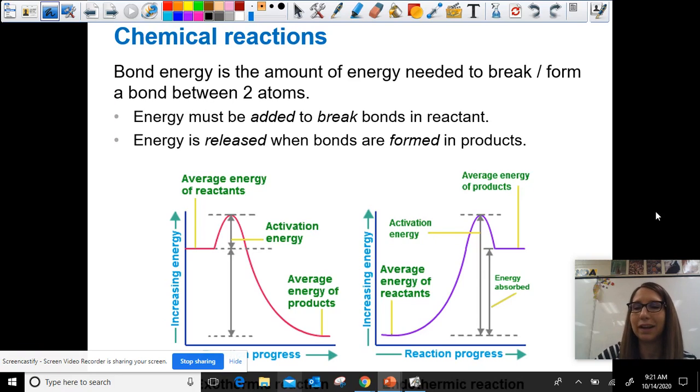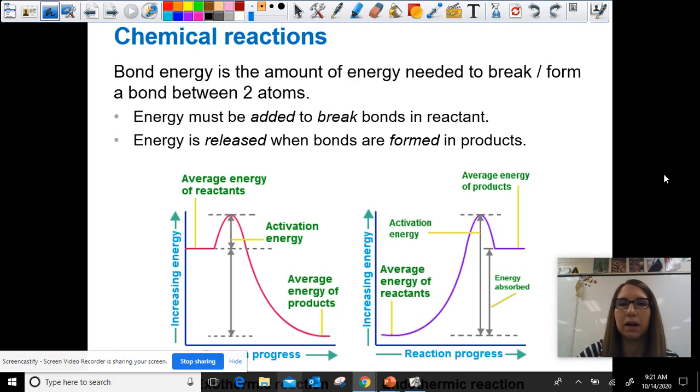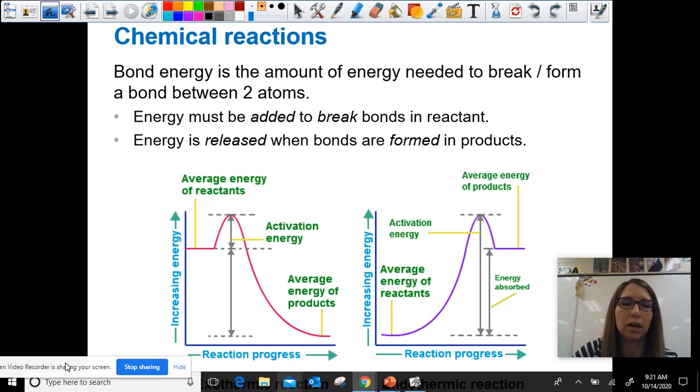Okay, so I mentioned bond energy on the last slide. So bond energy is the amount of energy we need to break or form bonds between any pair of atoms in a molecule. Basically, what we need to either break down a molecule or to form a molecule. The higher the bond energy, the further up we're going to place that energy on this scale on our y-axis. So these two graphs you are going to want to jot down, okay? So our y-axis in both represents increasing energy. The x-axis in both is representing our reaction progress.